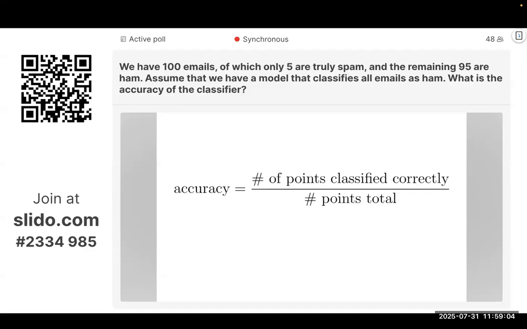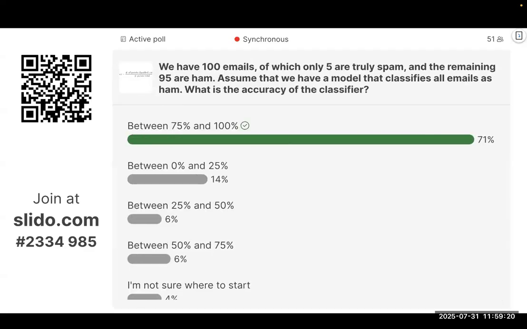All right, let's finalize our answers. Okay, let's see what people think. Between 75% and 100%, which is the correct answer? So let's calculate it exactly, right? You can get the exact number.